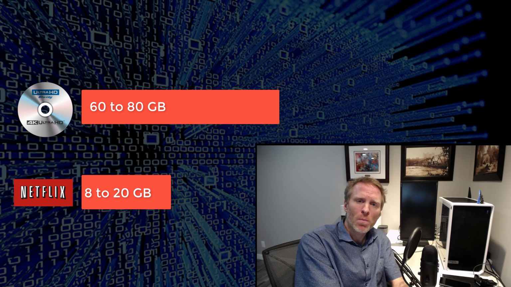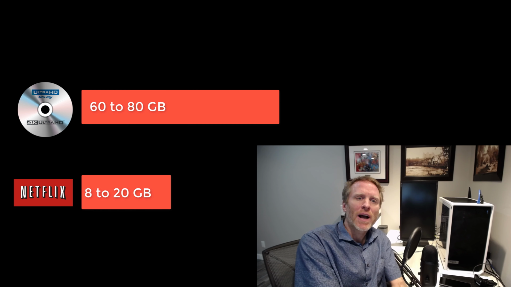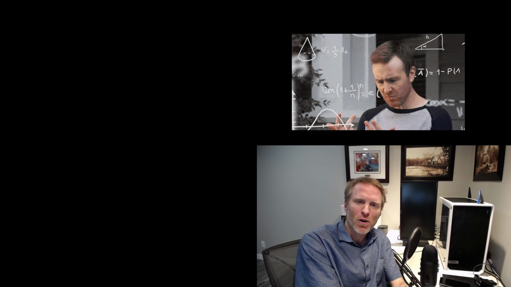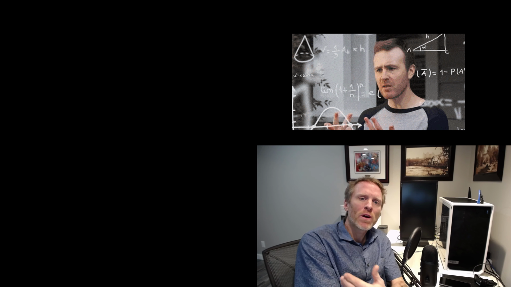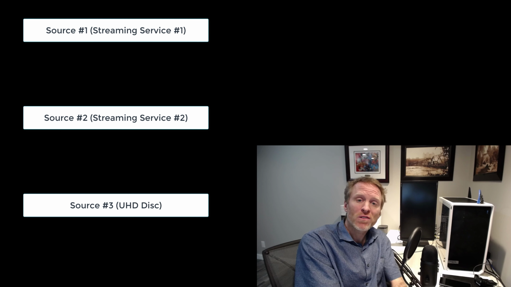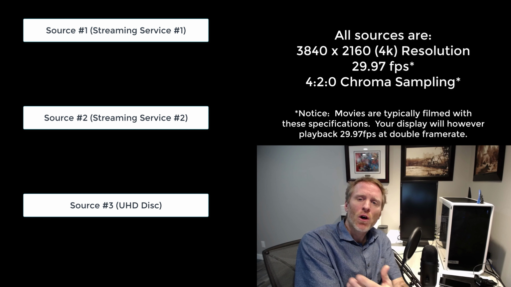Now, I'm going to hit you with a whole bunch of numbers, but not to worry, I am going to show you video samples so you can decide for yourself which you prefer. What I'm going to do is directly compare three video sources and then show you what they look like on screen. Now, first and foremost, for consistency, each source contains identical metrics. They're all 3840 by 2160 in resolution or 4K resolution. They're all encoded with a 29.97 frame rate and using a 420 chroma sampling.